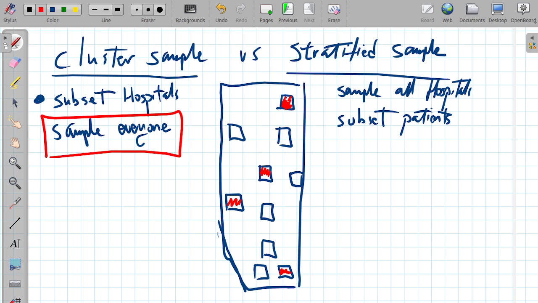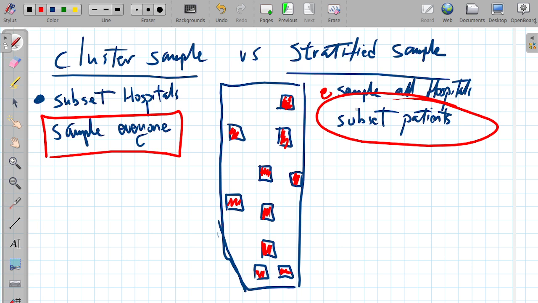That's cluster sampling. If I'm going to do stratified sampling, I'm going to sample all the hospitals. So that means every one of these hospitals is going to be included in the sample, but I'm going to subset using the patients. So I might randomly select. Because hospitals are different sizes, we're not going to specify a number, we'll specify a percentage. We're going to randomly select one patient in 4 or one patient in 10, but we will specify how to randomly select the patients in the hospital.